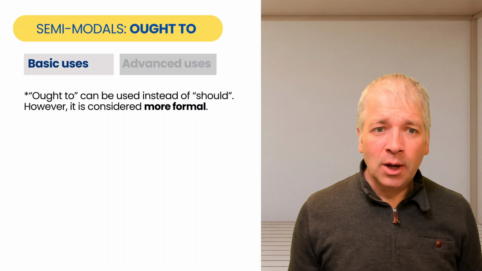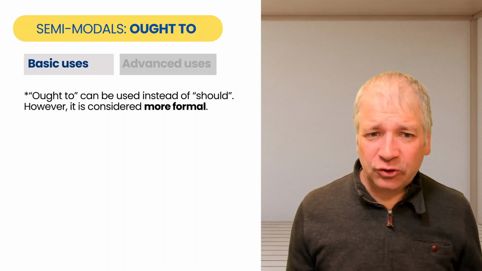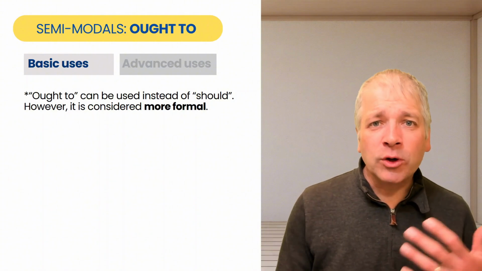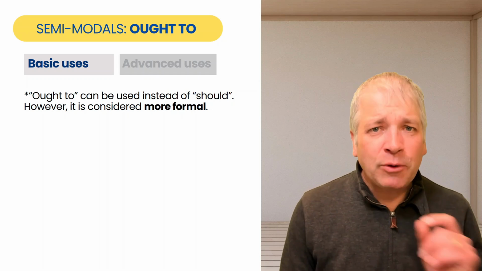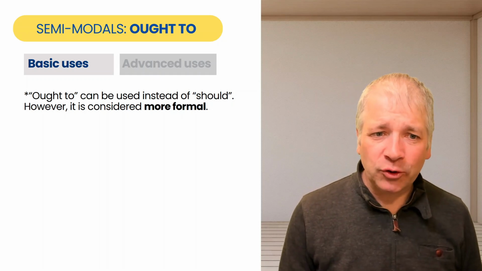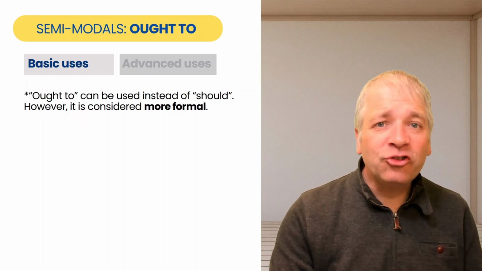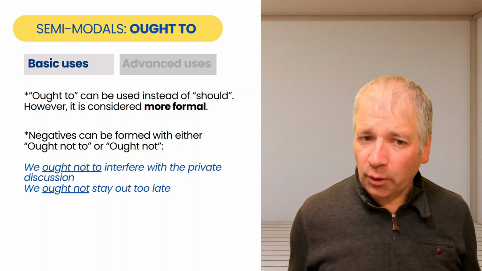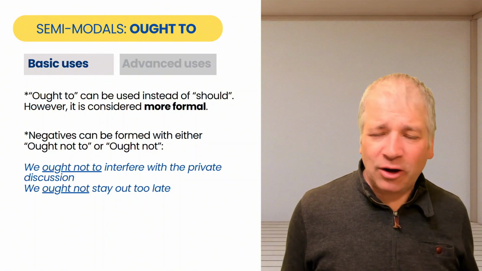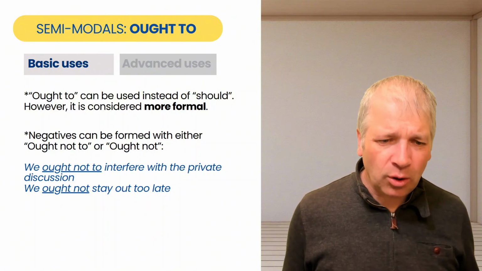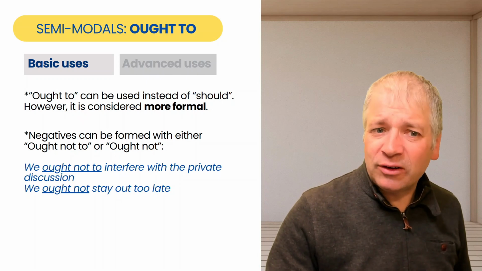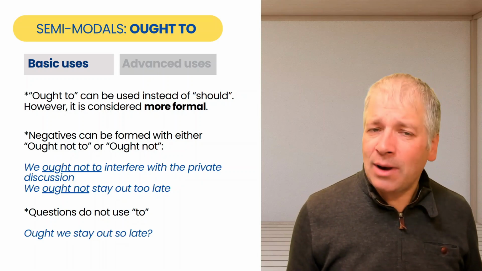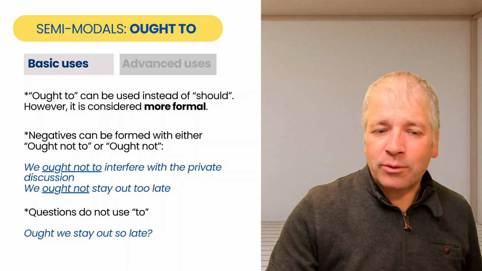Now "ought to." Because "ought to" can be used instead of "should" and is so similar to "should," I'm not going to go through this in so much detail. Usually, where you can use "should," you can replace it with "ought to." But there are a few important things to note about "ought to." It's considered more formal than "should." With negatives, you can form them with either "ought not to" or "ought not." So, "We ought not to interfere with the private discussion" is not particularly different to saying "we ought not stay out too late," where we just have the infinitive without "to." Questions do not use "to," though. "Ought we stay out so late?" We wouldn't say, "Ought we to stay out so late?"